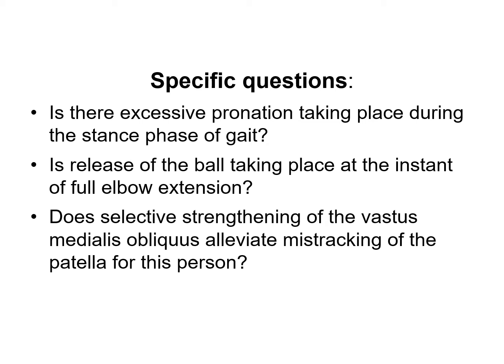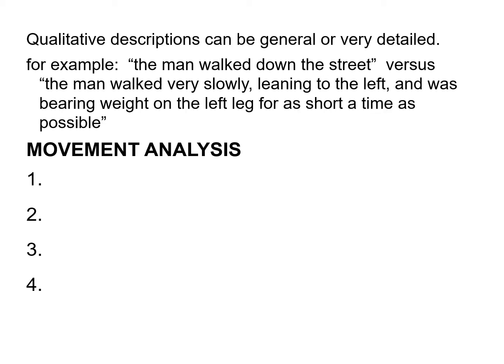So these specific questions may be, is there excessive pronation taking place during the stance phase of the gait? That could possibly lead to a greater risk of eversion sprains at the ankle. Is the release of the ball taking place at the instant of full elbow extension? So after we've made some observations with our general questions, we then go into our more specific questions, and then we collect more data, okay?